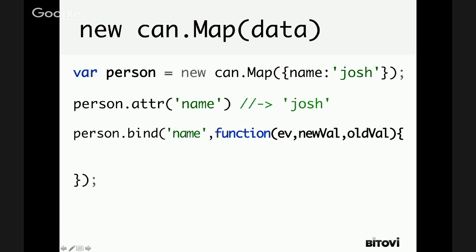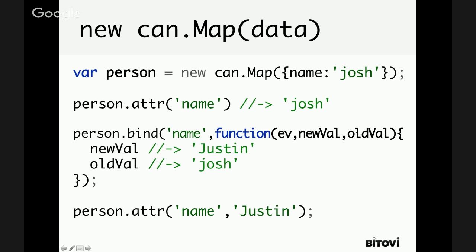I can also, and this is what makes it observable, listen to when person's name property changes. And if I change the person name property from Josh to Justin, this event handler will be called back with the new value, which is now Justin, and the old value, which was Josh.